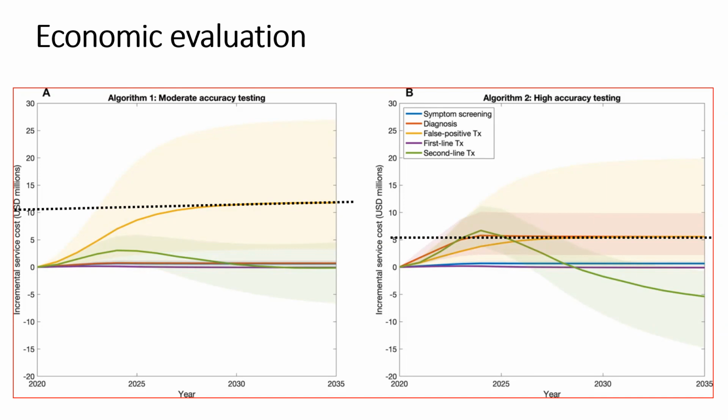While for B, which is the high accuracy testing, it was a little bit contradicting to the moderate accuracy testing, because the cost of treating false positive individuals is notably reduced when utilizing a diagnostic test that is similar to Xpert. And this is also indicated by the orange line in this graph, the one I've shown with the dotted black line here.